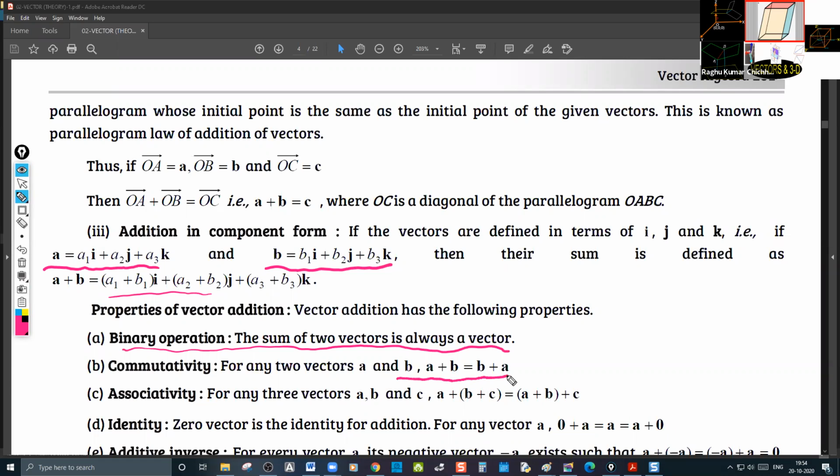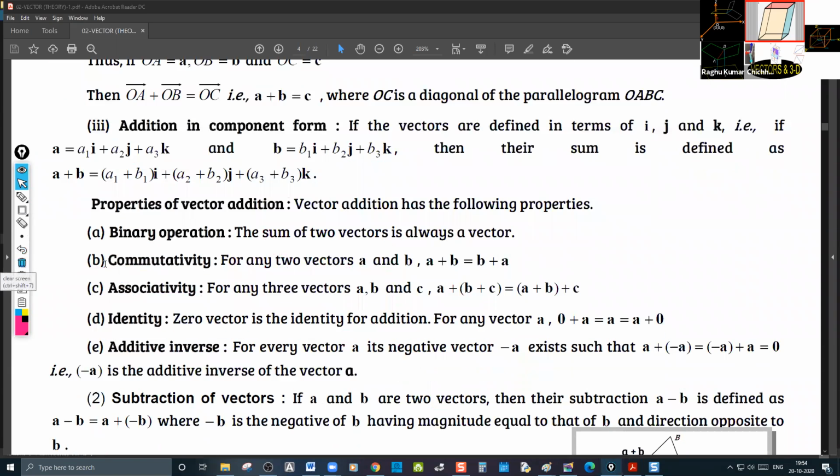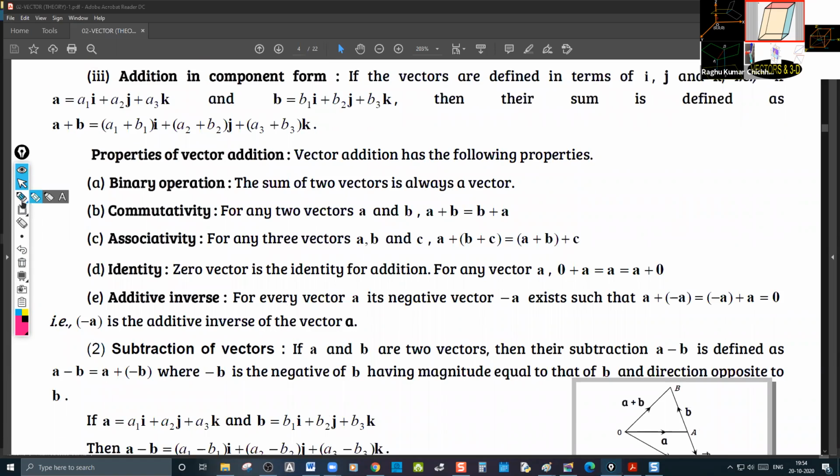A bar plus B bar is equal to B bar plus A bar. That is always there. And associativity over addition: A bar plus of B bar plus C bar is equal to A bar plus B bar plus C bar. And identity means whatever the vector is, if you add 0 bar to that vector, you'll get the same vector, that is 0 bar plus A bar is equal to A bar plus 0 bar.